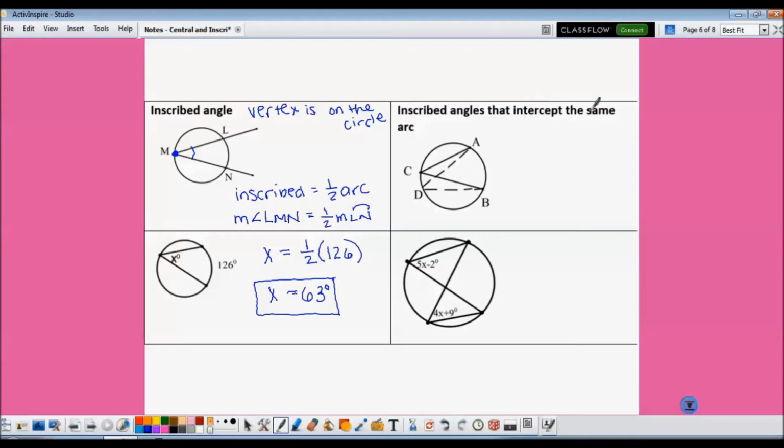Inscribed angles that intercept the same arc are congruent. So since angle ACB touches arc AB, and angle ADB, let me grab a different color, ADB also touches arc AB, angle ACB is congruent to angle ADB.